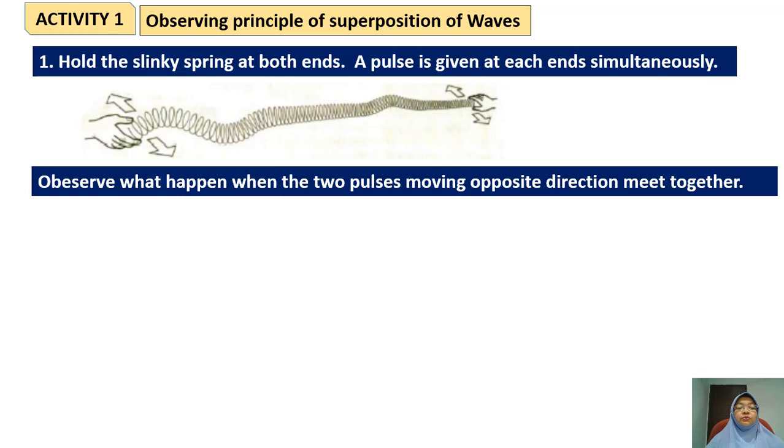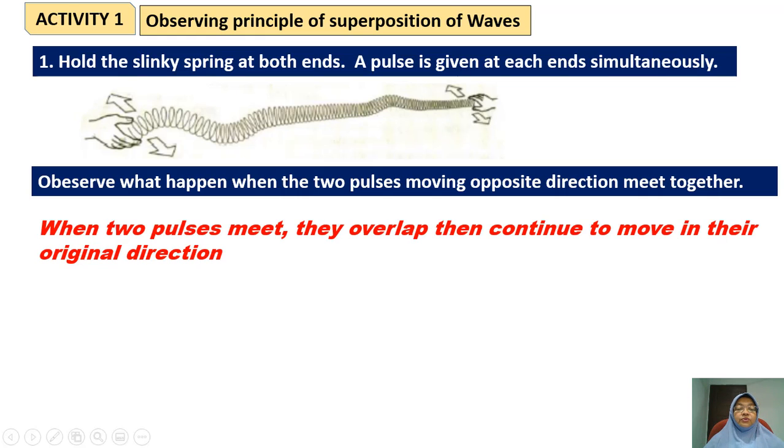To begin with, let's do a very simple activity. The aim is to observe the principle of superposition of wave. Hold the slinky spring at both ends. So we have two students, each holding the spring at one end. A pulse is given at each end simultaneously. Observe what happens when the two pulses moving in opposite directions meet together.